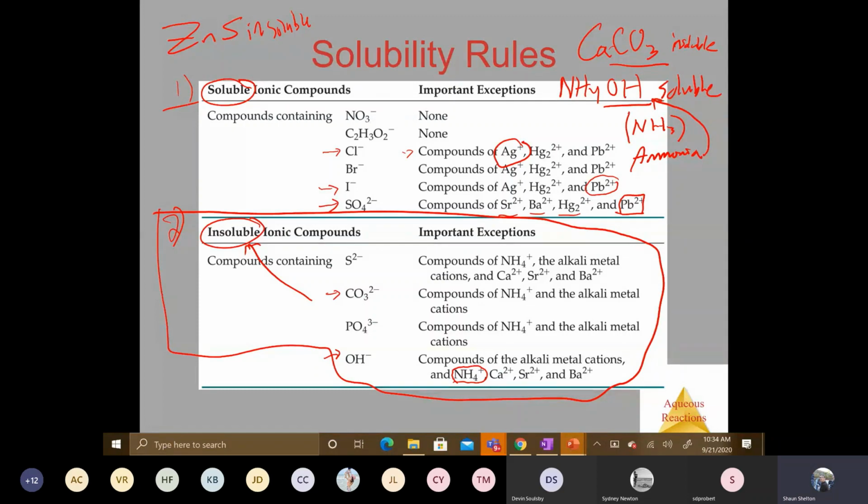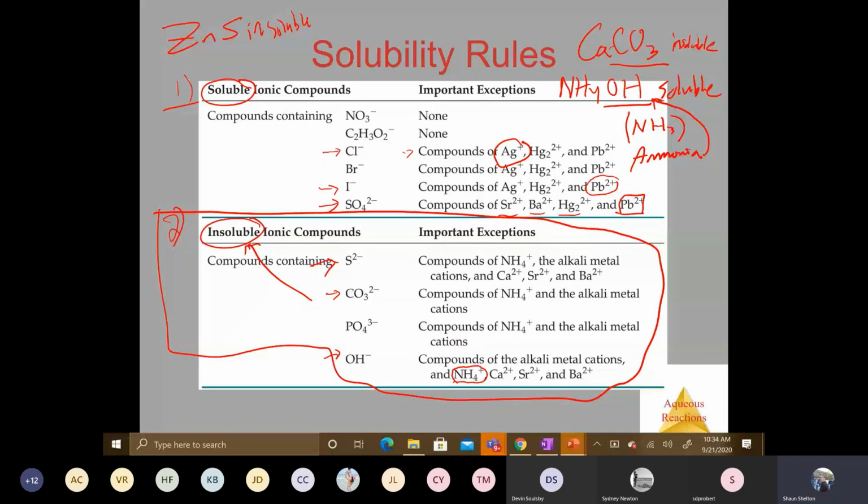All right, and so if we look at sulfide, it's insoluble, and we've got to figure out, is zinc an exception? So you have NH4 plus, alkali metal cations, calcium, strontium, and barium. Zinc is not an exception, so zinc sulfide would be insoluble. Everybody understand that?